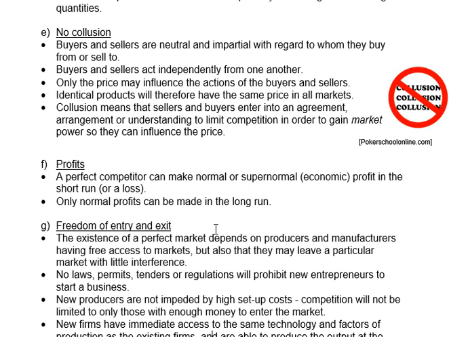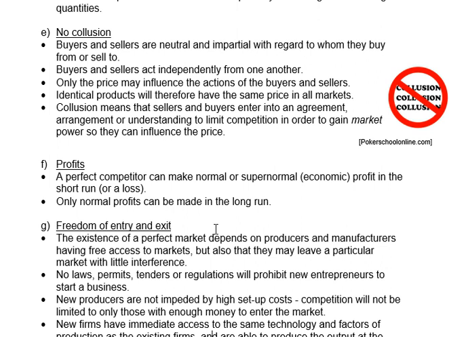So in a perfect market, because there's so many sellers, it is impossible to get all of those sellers together, first of all. And even if we could get them together, it is impossible for us to get them to agree on something. So collusion doesn't happen in the perfect market.